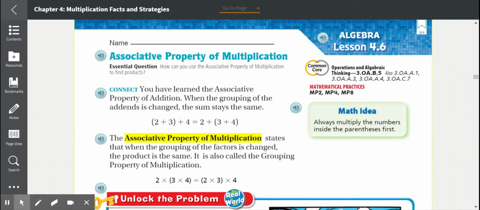Hi, third grade. Let's get started on math. You should have already watched the introduction video. And we're going to start on lesson 4.6, the associative property of multiplication.